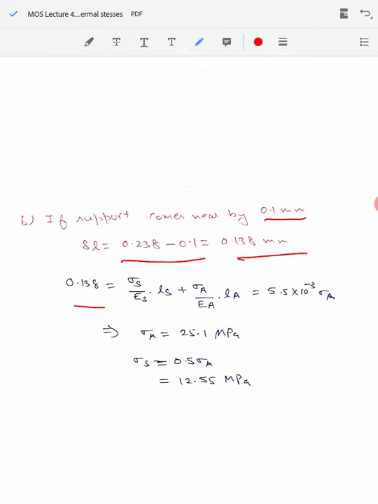So we equate 0.138, the total deformation, again with this formula which we have already calculated as 5.5 into 10 to the power minus 3 sigma a, and again calculate the value of sigma a and sigma s. Sigma s is simply half of the sigma a, and this time values will come out to be 25.1 and 12.55 megapascal respectively.